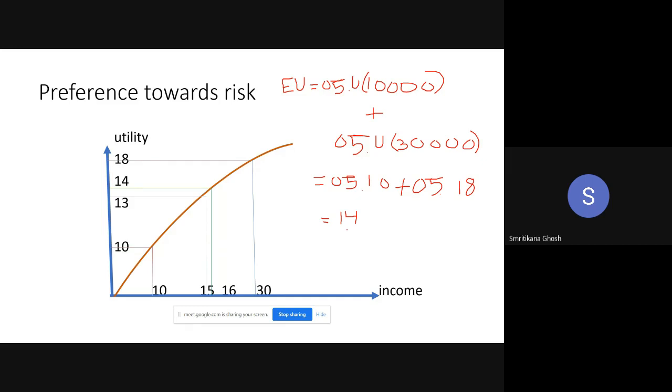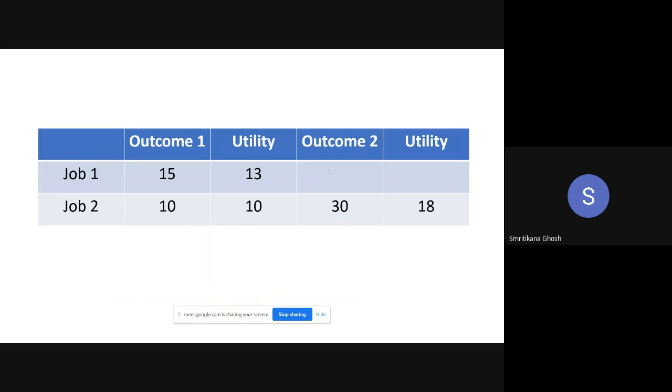Now I have to compare this expected utility with the second job. For the second job, as that job is very much certain, the utility is also certain, so there is no expected utility. For job 1, the utility is 13. For job 2, the expected utility is 14. So which one should be preferred?